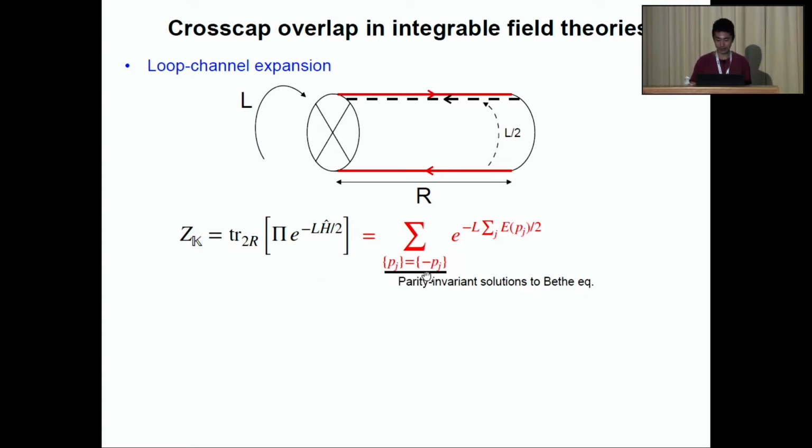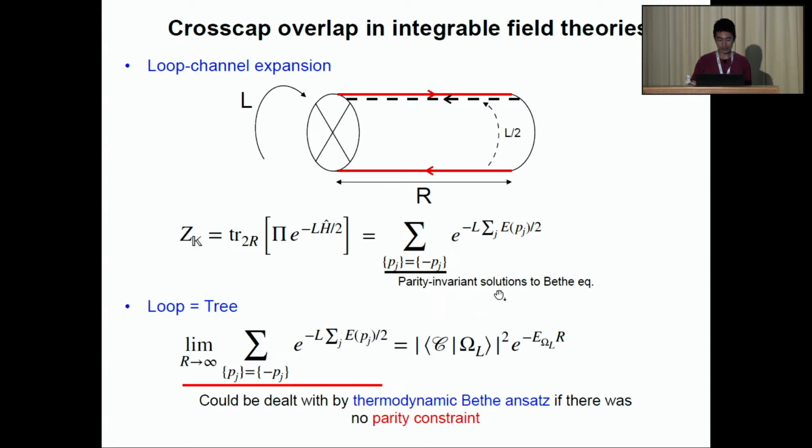So this is basically the effect of the parity operator insertion. And by equating the loop expansion and the tree expansion, you finally get this formula. So you do the sum over parity invariant solutions to the beta equation, and then take the limit r going to infinity. Then you can read off this cross-cap overlap as the prefactor of this exponential factor.